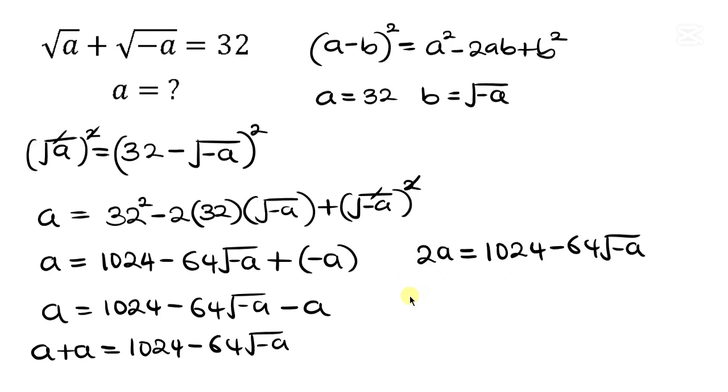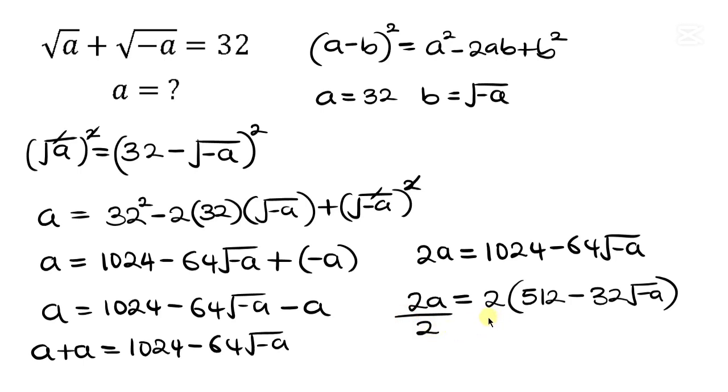So we have 2a to be equal to, so now factor out 2. So 1024 divided by 2, that's 512, minus 64 root negative a divided by 2, that's 32 root negative a. Our next step will be for us to divide both sides by 2. So I'll divide the left hand side by 2. I'll also divide the right hand side by 2.